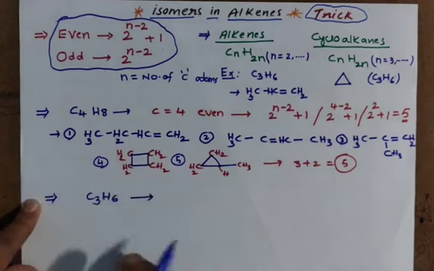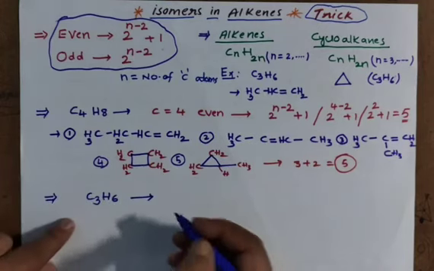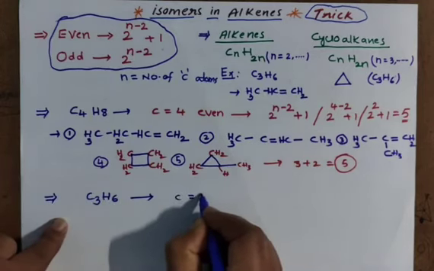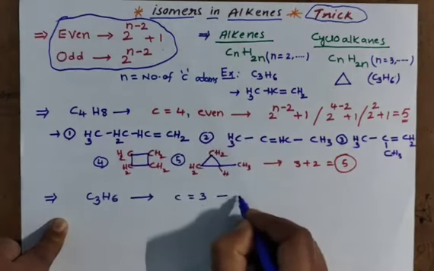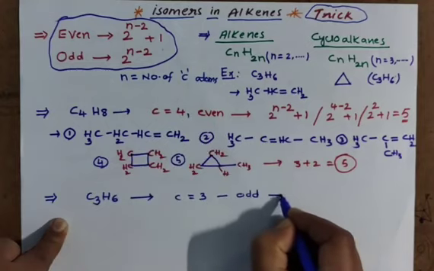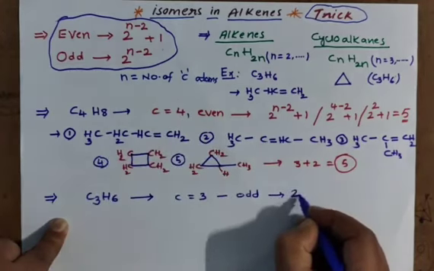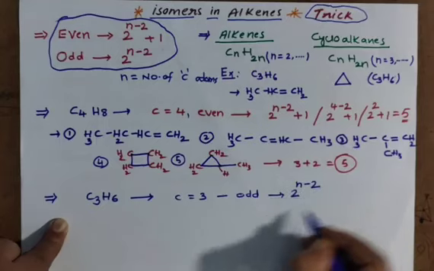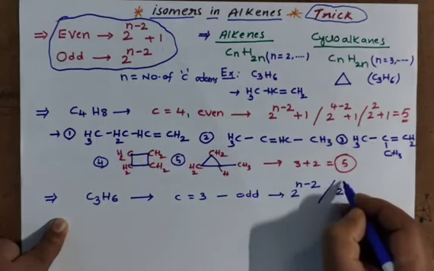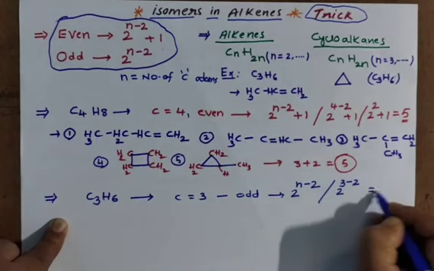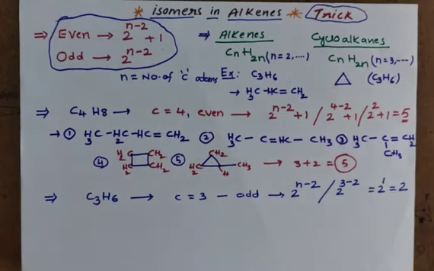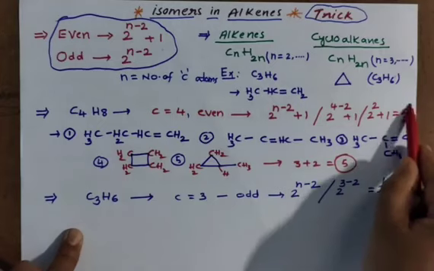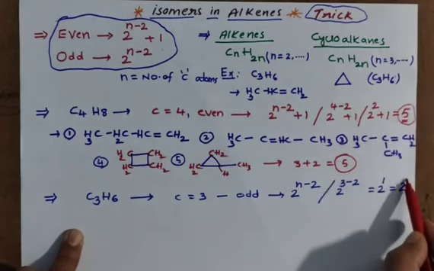C3H6. How many possible isomers? So the number of carbon atoms is 3. It is an odd number. So for an odd number, what is the formula I gave? 2 power n minus 2. So you go for 2 power 3 minus 2, that equals 2 power 1, nothing but 2. So 2 possible isomers with C3H6.